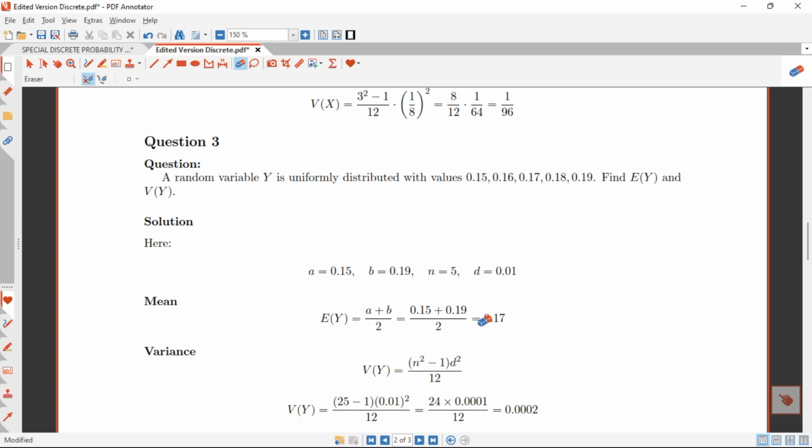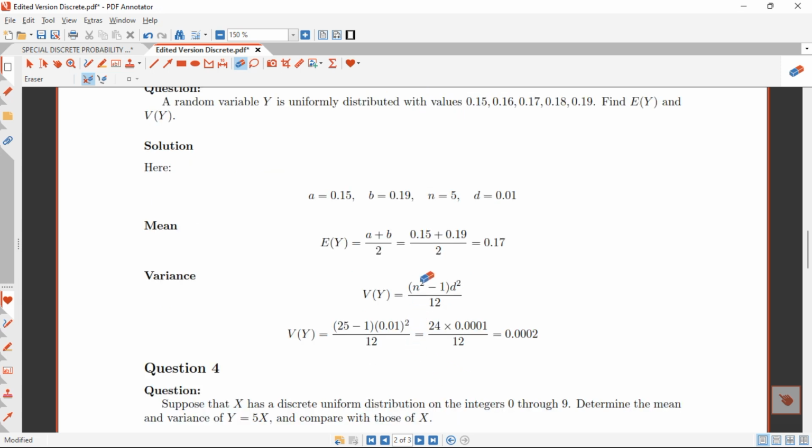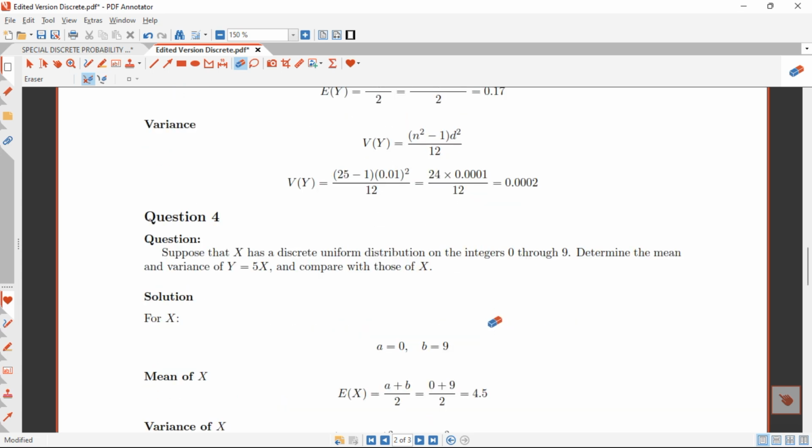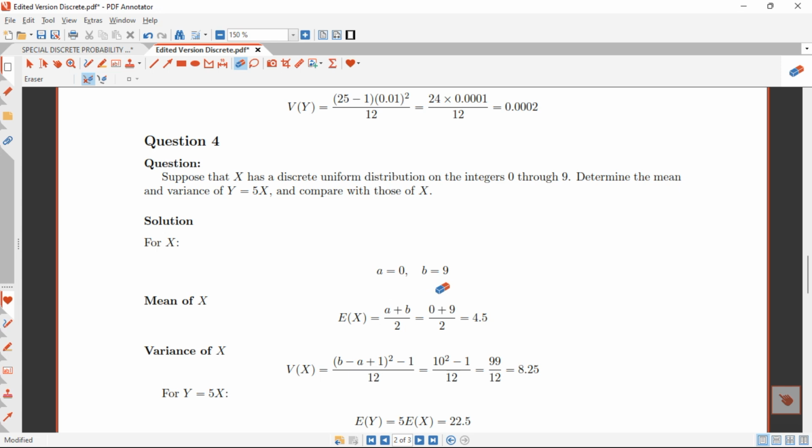Then for the variance, we are saying that the variance of y will be equal to n squared minus 1 times d squared divided by 12. Our n was 5, so when you square it you are going to get 25 minus 1, and our d was 0.01, and you also square that and then divide by 12, and this will be the result. Our final answer will be 0.0002. This will be our final answer, and this will be the last question on this slide.